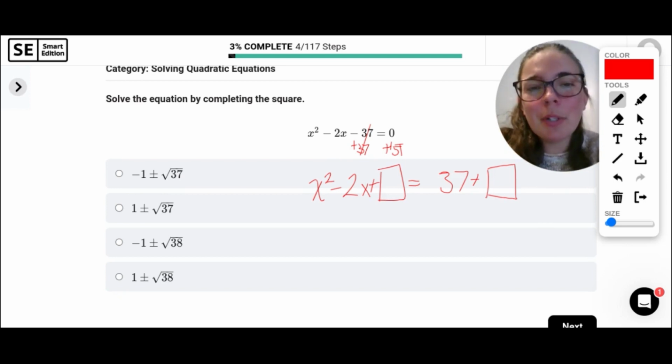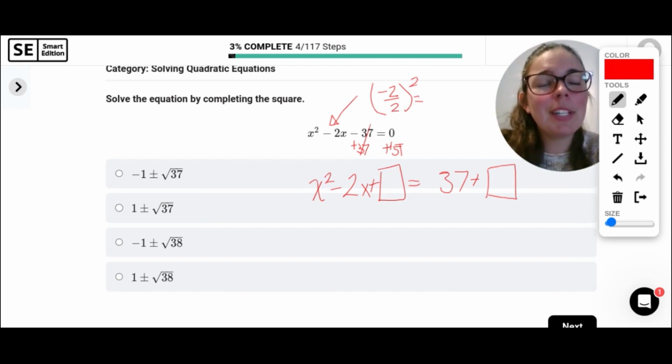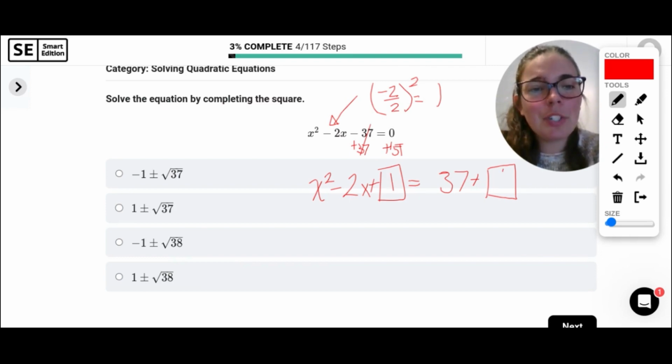Well, you take the middle term, which is negative 2. You divide it by 2, and then you square it. That is how you find the number that needs to be added to make it a perfect square. So negative 2 divided by 2 is negative 1, squared is a positive 1. So I'm going to add 1 to each side of this equation. What that allows me to do is rewrite the left as a perfect square. So this would have to be x minus 1 squared, and that would equal 37 plus 1 is 38.